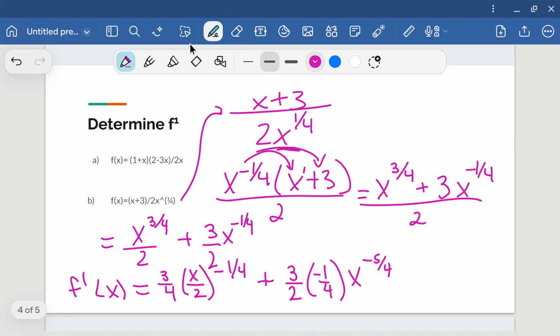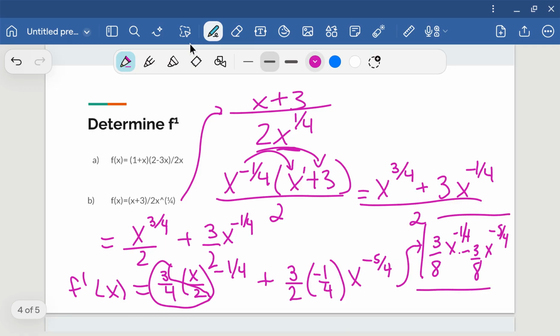I need to simplify a little bit further, and that's just with those coefficients out front, and that would end up being 3 over 8 when I multiply my numbers here, times x to the negative 1 over 4, and then I'll have minus 3 over 8 times x to the negative 5 over 4. So it looks a bit complicated in terms of the numbers, but I think the concept is not that bad.